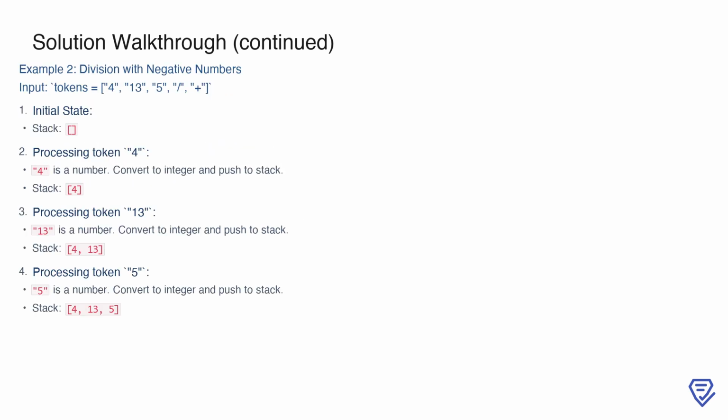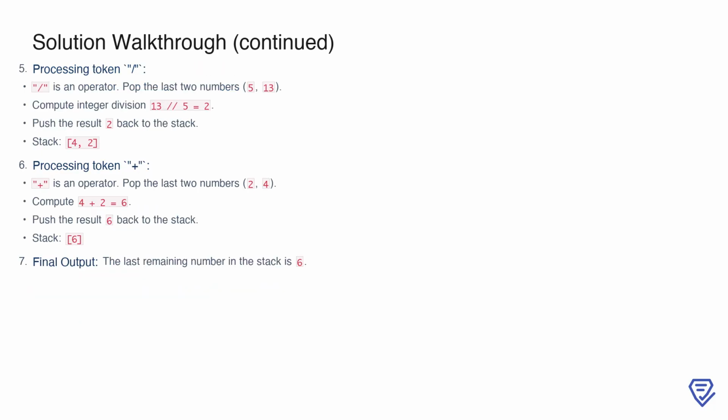In this example, we are evaluating a more complex expression involving division with negative numbers using the tokens 4, 13, 5, /, plus. Starting with an empty stack, we first process the token 4. Since it's a number, we convert it to an integer and push it onto the stack, resulting in 4. Next, we process the token 13. Similarly, it's a number, so we convert it to an integer and push it onto the stack, resulting in 4, 13. Then, the token 5 is processed. As another number, we convert it to an integer and push it onto the stack, giving us 4, 13, 5.